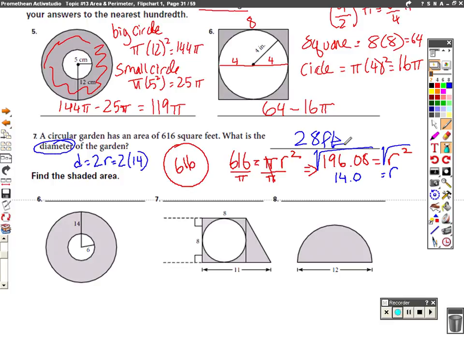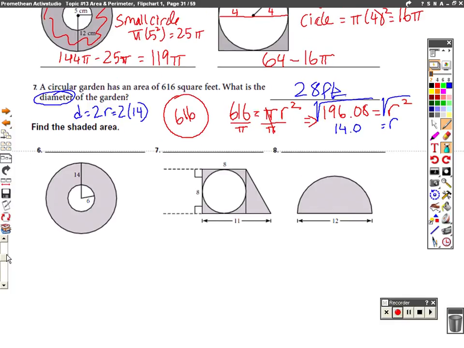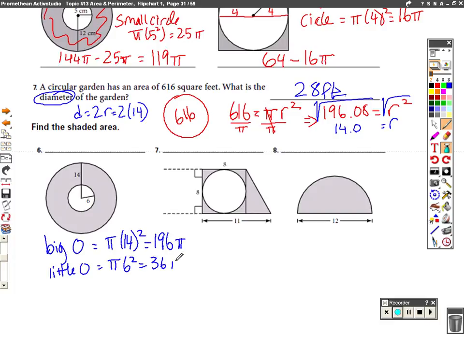All right. Moving on, back to 6 again. We've got the same kind of problem as before. We have a big circle, and we need to take away this little circle. So the area of the big circle is going to be pi times 14 squared. And 14 squared is 196. The little circle is going to be pi times 6 squared, which is 36 pi. And we're actually going to go ahead and subtract them because it's going to be the big circle minus the little circle. So 196 minus 36 is actually 160 pi.